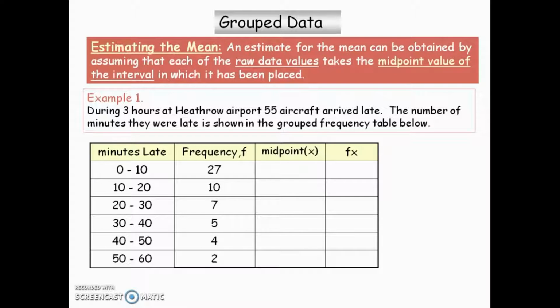Now we have 55 aircraft, and the number of minutes of delay is also shown. We need to calculate the midpoint of these class intervals. These midpoints can be calculated by adding the minimum and the maximum of the class interval and dividing by 2. So 0 plus 10 divided by 2, my midpoint will be 5.